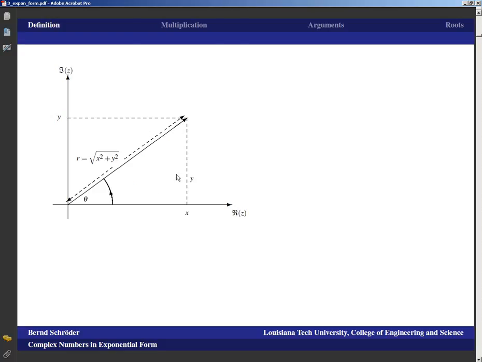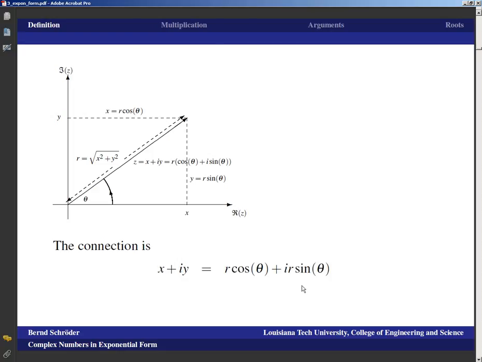And then, once we've got all this together, we also see that y is equal to r times sine theta, and x is equal to r cosine theta, and the number z is x plus iy, which can therefore also be described as r times cosine theta plus i sine theta. And so the connection between complex numbers in rectangular form and polar form is that x plus iy is equal to r cosine theta plus ir sine theta, which is r times (cosine theta plus i sine theta), where the cosine and sine are in parentheses.